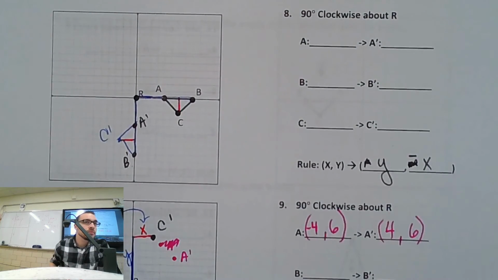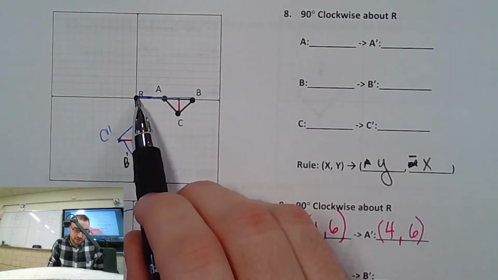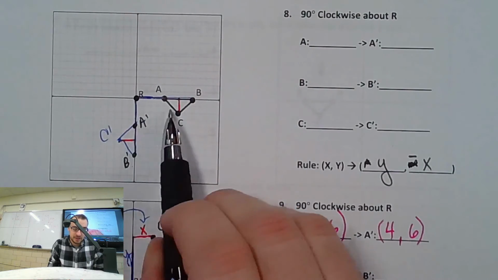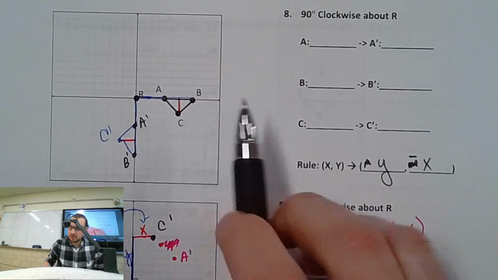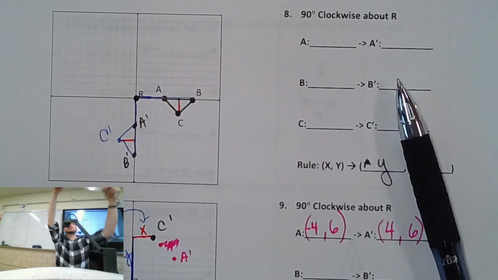Can you explain how you got C prime? Yes. See how it goes 6 to the right here? Then it's going to go 6 down. See how this points down? 90-degree rotation, clockwise, which for me is counterclockwise. So it's going to point this way.